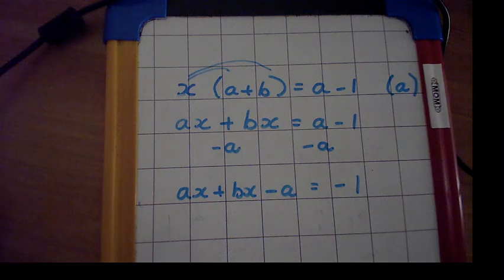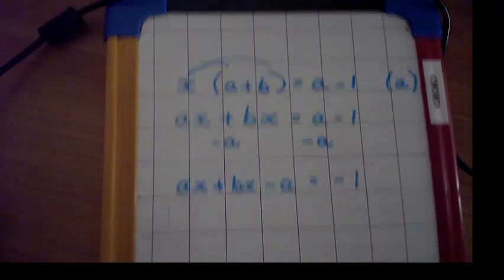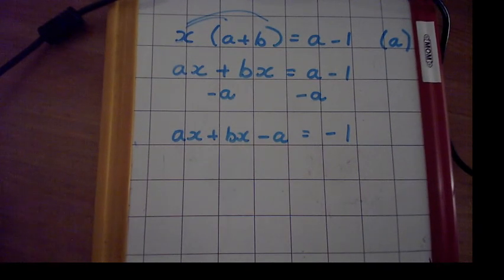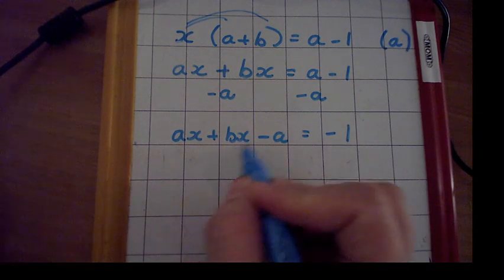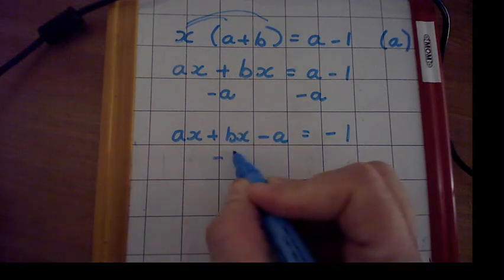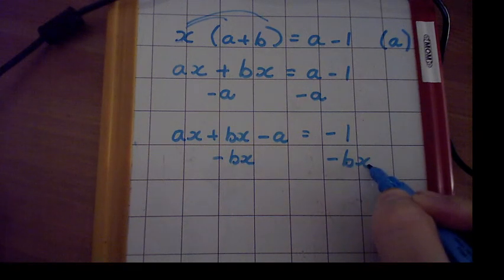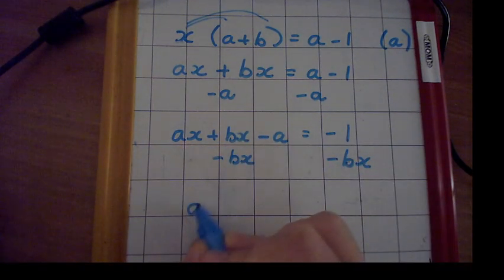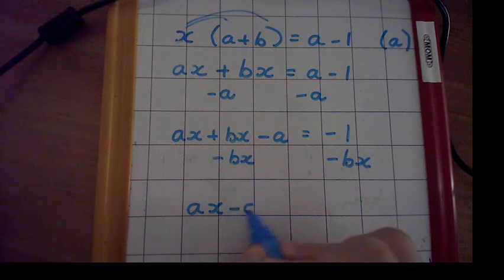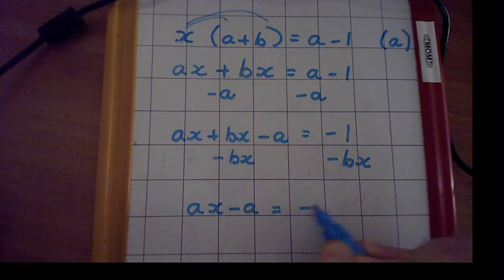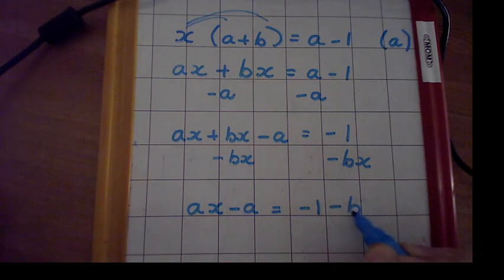Now the next step is to just leave everything with an a on the left, and everything else is going to go to the right. So I don't want this bx here. I'm going to take away bx from both sides. So on the left, I'm left with ax minus a. And on the right, I've got minus 1 minus bx.